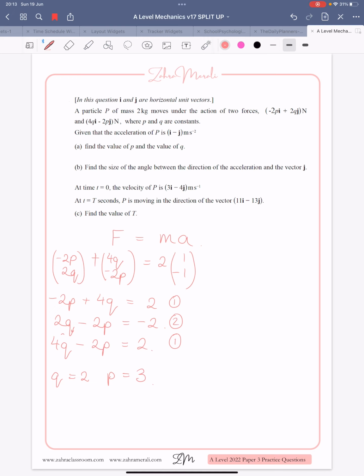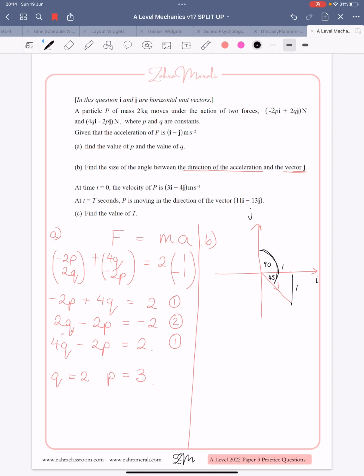So now I've got my p and my q, which is the first bit. Now you could have just taken them away from each other, solved it as you normally would. And then for part B, you're going to find the size of the angle between the direction of acceleration and the vector j. So if I sketch the acceleration, we've got 1, minus 1, so we've got it here. And the angle that we want is the vector j. So remember, this is i, this is j, and it says it's positive j, so we're looking for this angle here.